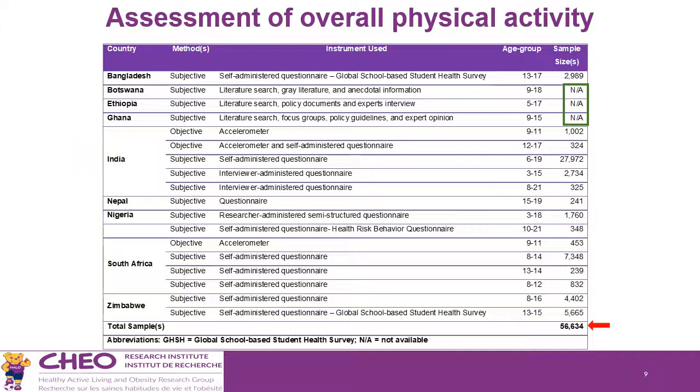3 countries could not provide sample sizes for their samples. Only India and South Africa were able to provide some objective data for assessing physical activity. Most of the countries used subjective data.